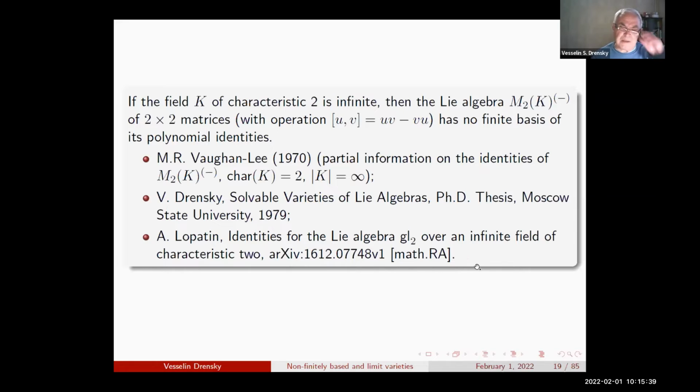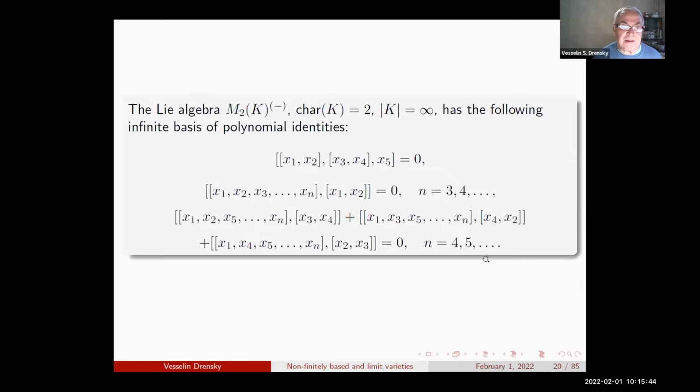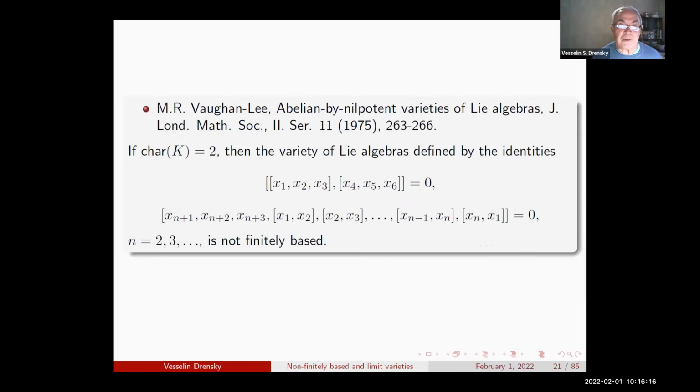Four years ago, he found another proof. And the identities, yeah, this one: you have central identities, the identity of Engel, and this identity here, a series of identities, where you have 1, 2, 3, 4, and you take cyclically 2, 3, 4; 3, 4, 2; 4, 2, 3. These identities form a basis of the polynomial identities for 2x2 matrices over an infinite field of characteristic 2, considered as a Lie algebra.